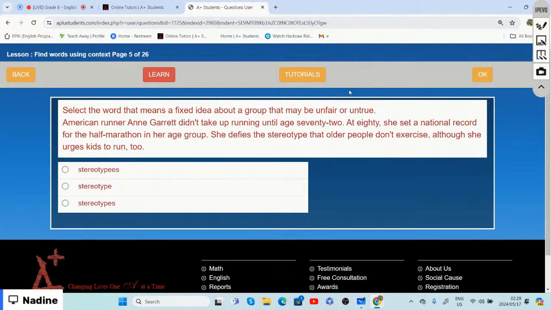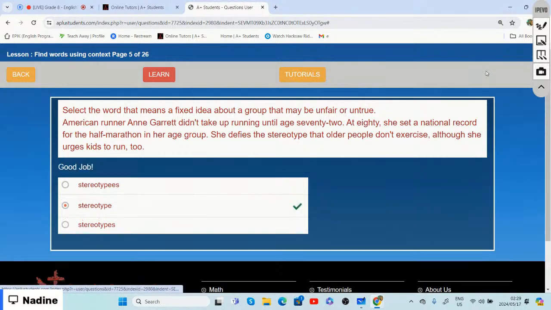All right, so here we're going to select the word that means a fixed idea about a group that may be unfair or untrue, right? And if we are going to select that specific word from the text that means it is either unfair or untrue, then we can say it is stereotypes, right? Stereotype. Until today, there's still lots of stereotypes about different things, older people, boys, girls, literally, we still have those, right?